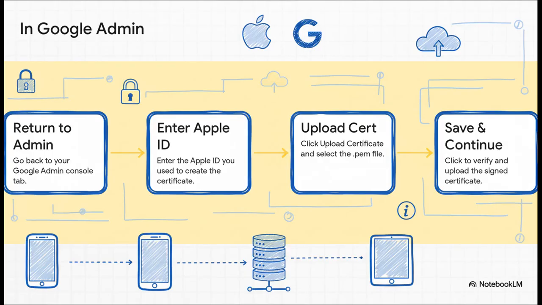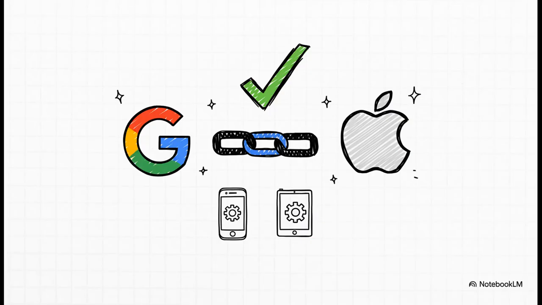So back on that same page in the Google Admin Console, the first thing you'll do is type in the Apple ID you just used. What's cool is the console saves this to help remind you when it's time to renew. Next, click Upload Certificate, and then choose that PEM file you just downloaded from Apple. All that's left is to hit Save and Continue, and the system will do its final check and lock everything in place. And that's it.